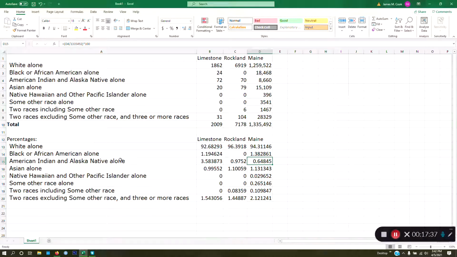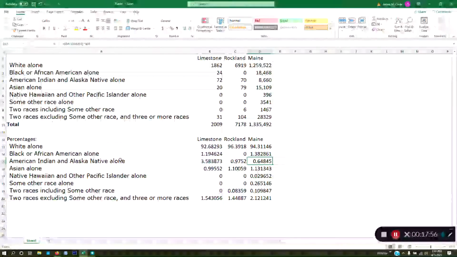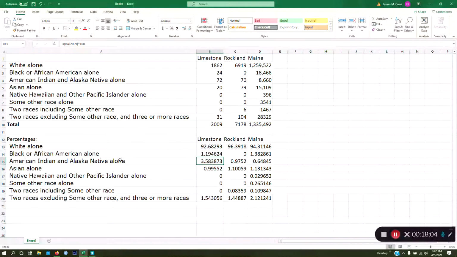Now, it turns out that the percentage of Mainers who are Black or African American alone is higher for the state of Maine than it is for either Limestone or Rockland. However, if we're looking at the percentage of Maine that is American Indian or Alaska Native alone, that is only 0.65% if we round up. And both Rockland and especially Limestone are higher. These two places in different parts of the state.